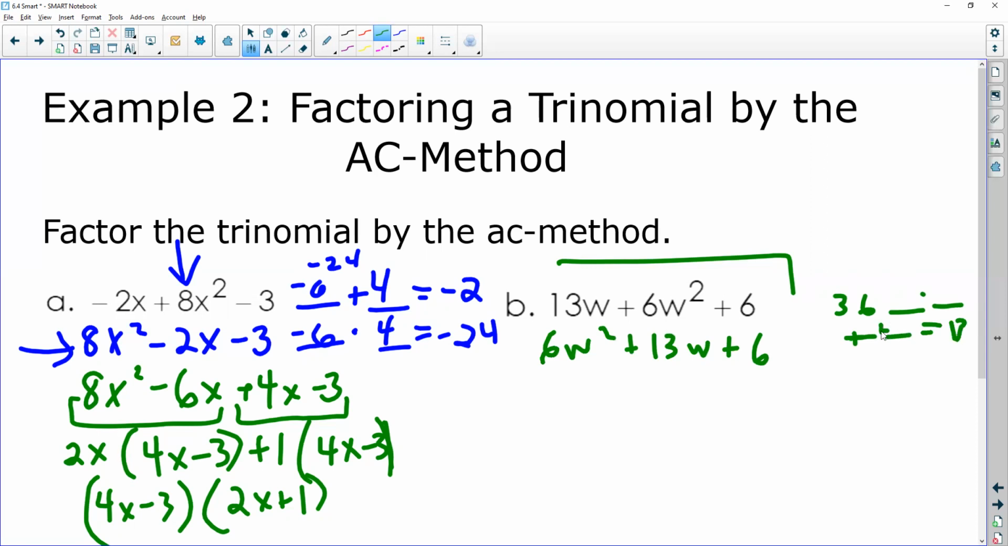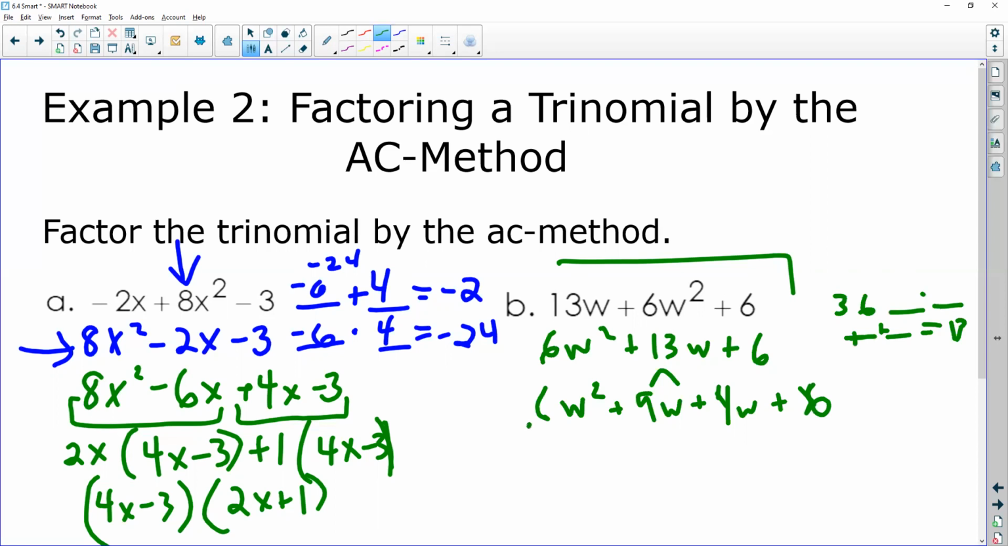So let's, what am I going to use? 4 and 9, right? So I'm going to rewrite 13 as 4 and 9. 6w squared plus 9w plus 4w plus 6. Sorry, my fingers are cold. It's hard to write on my screen.